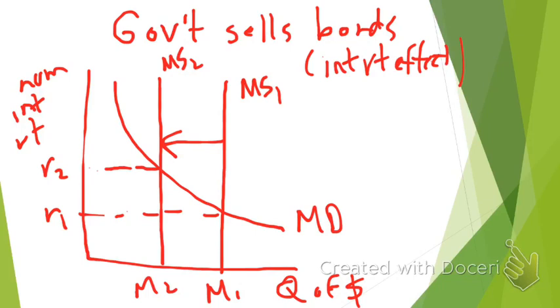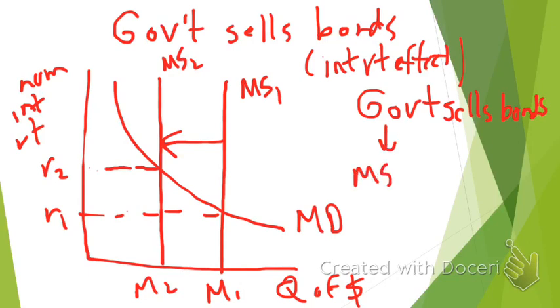So what is the chain of events with this? The government sells bonds. When the government sells bonds, the money supply decreases. When the money supply decreases, as you can see from the graph, the nominal interest rate increases. If the interest rate increases, what's going to happen? What's going to be affected? Interest rates go up. What happens in the economy?